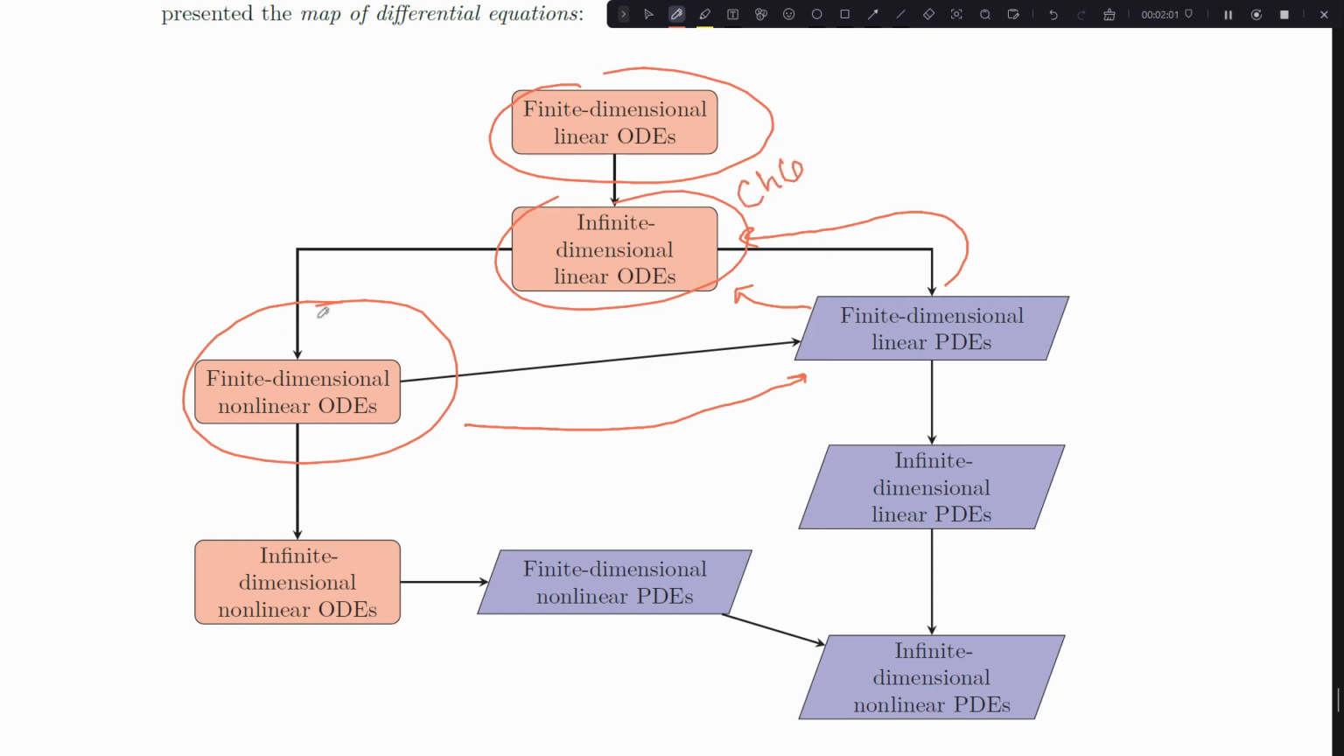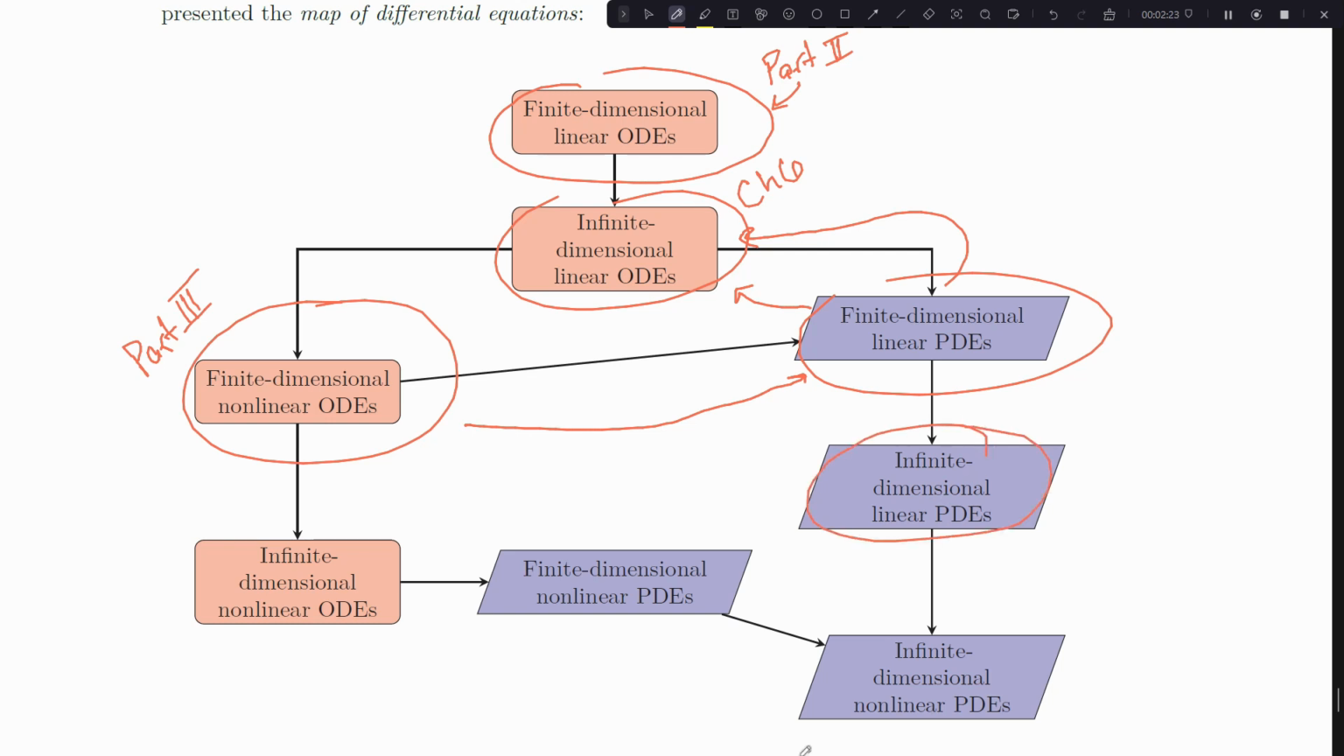So that's really chapter 6. This is like part 3, the entire part 3 of the book. This is part 2 of the book. And then these finite dimensional linear PDEs is what you would tackle in a PDEs course, almost certainly.